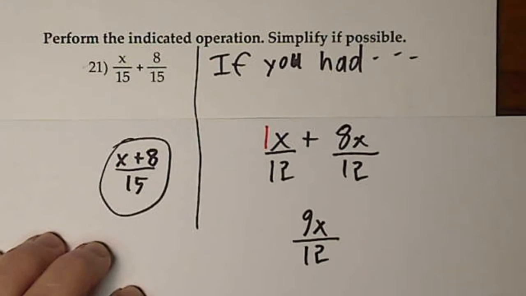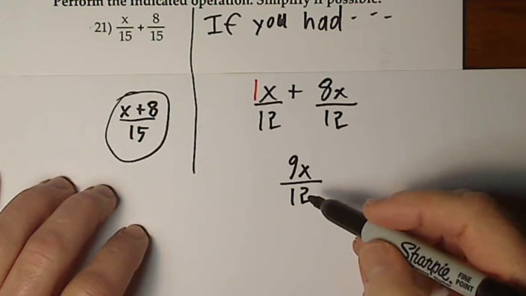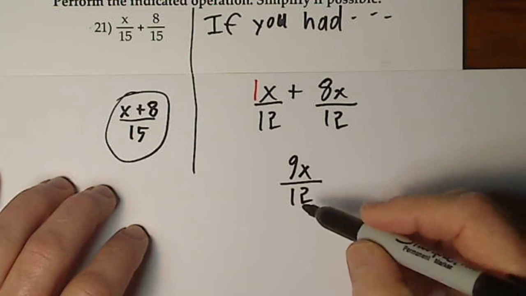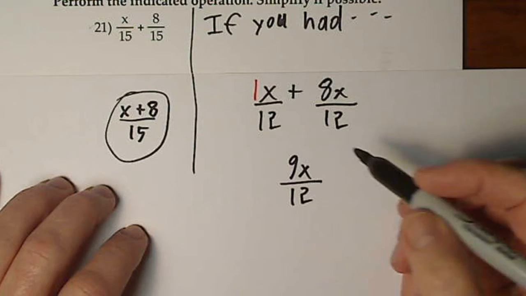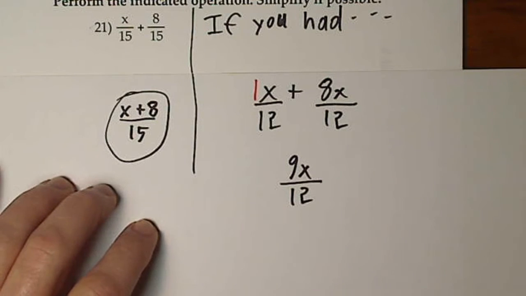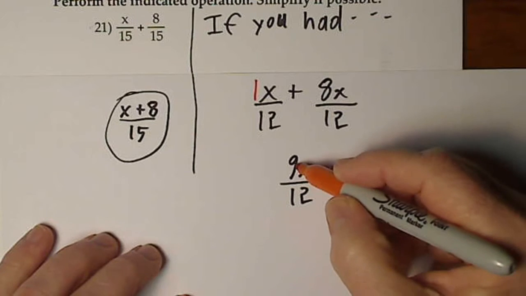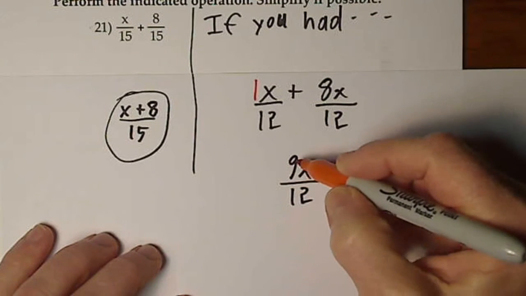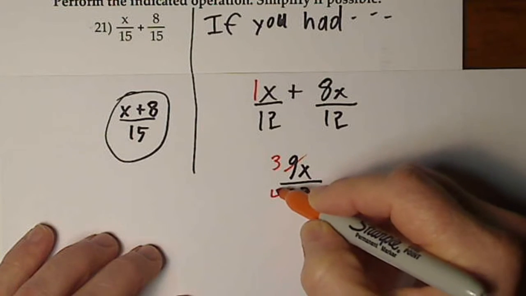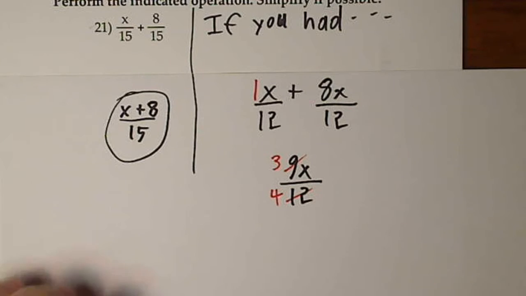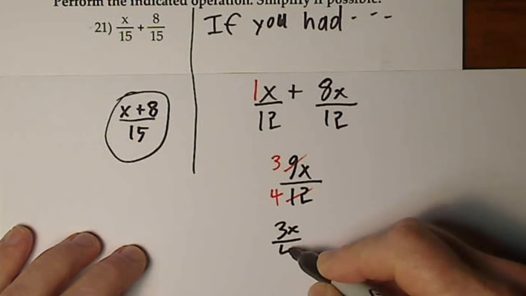Let me zoom out just a little bit here. So you can always cancel common factors. Well, it might be confusing to hear me say it that way. Usually what we just do is say, it means the same thing, but 3 goes into 9 and 3 goes into 12. So 9 divided by 3 is 3. 12 divided by 3 is 4. And this leaves you with 3x over 4.